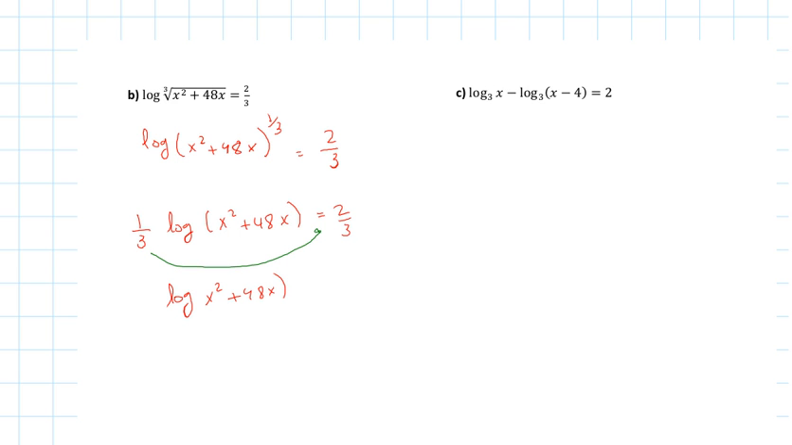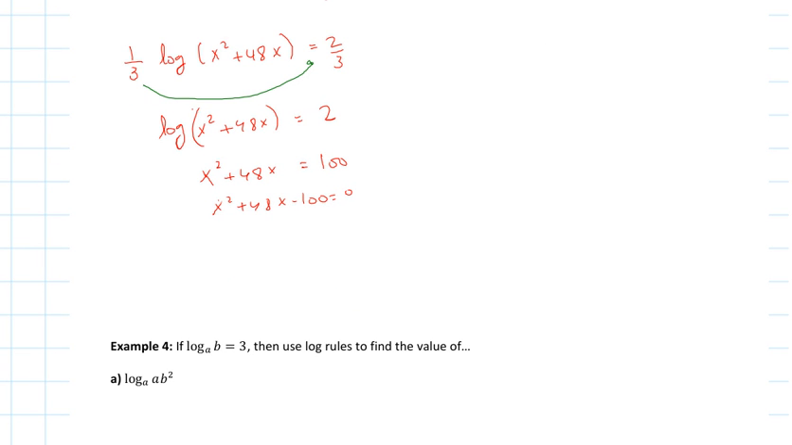And then you see now it's similar to what we've done before, so it's going to be x squared plus 48x equals 10 to the power of 2, which is 100. Bring the 100 over, so x squared plus 48x minus 100 equals 0. And we'll multiply to negative 100 and add to 48. So that could be x plus 50 and x minus 2. And that would be x equals negative 50 and x equals 2.